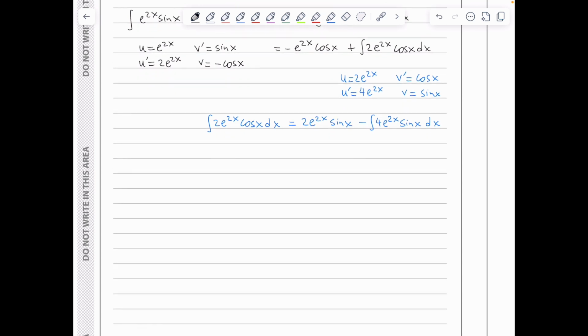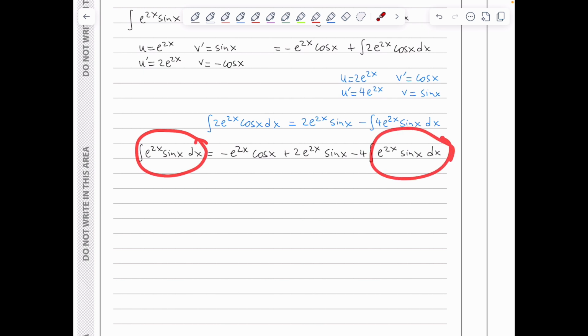We have the integral of e to the 2x sine x dx being equal to minus e to the 2x cos x, which is from here, plus the result we just obtained here. So we've got plus 2e to the 2x sine x minus 4 times the integral of e to the 2x sine x dx. Now we should be able to see that we've got the same integral on either side of the equation.